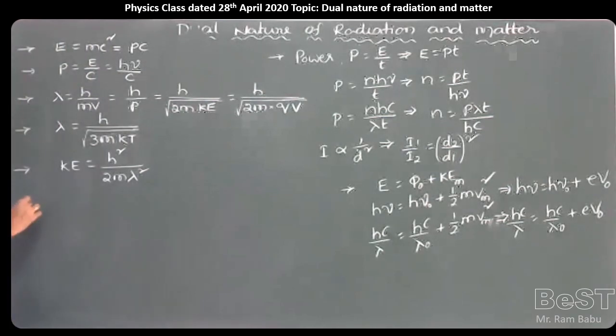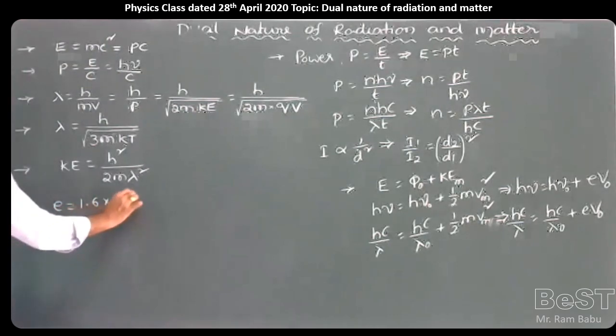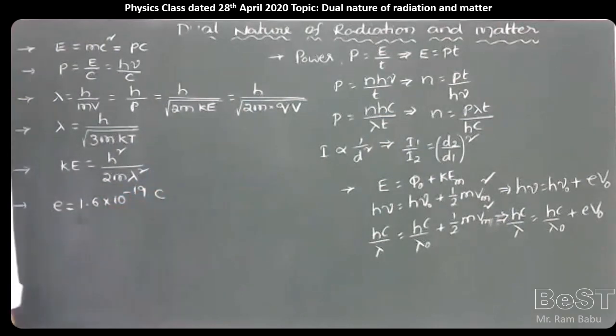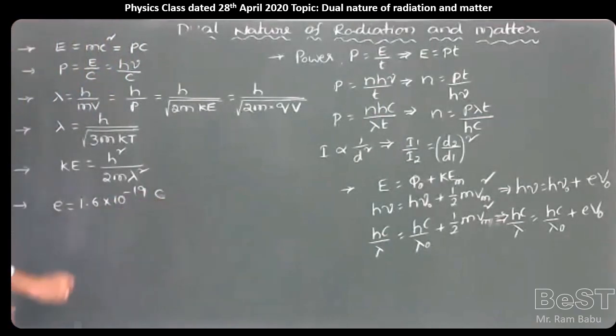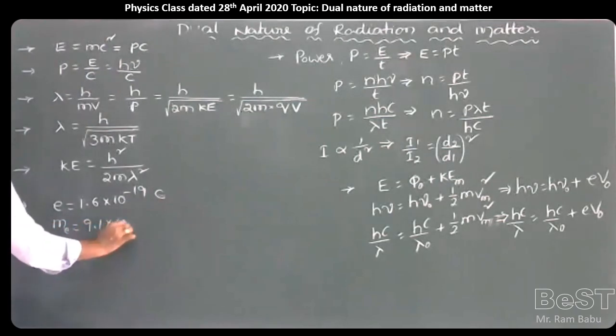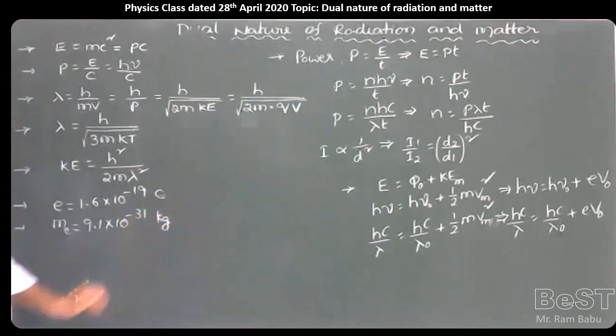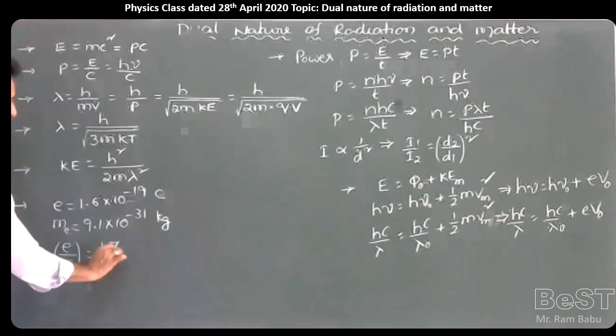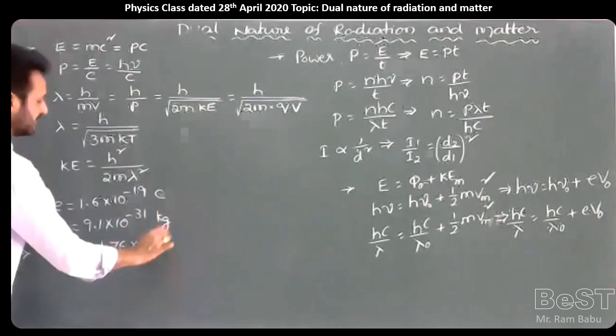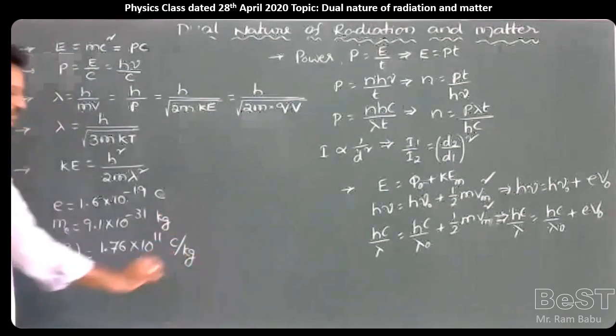And some important values are there. Charge of electron: 1.6 into 10 to the power of minus 19 coulomb. Exact value 1.602, so for calculations you can use 1.6 into 10 power minus 19 coulomb. Next, mass of electron: 9.1 into 10 to the power of minus 31 kg. Next, specific charge of electron, e by m, is equal to 1.76 into 10 to the power of 11 coulomb per kg.